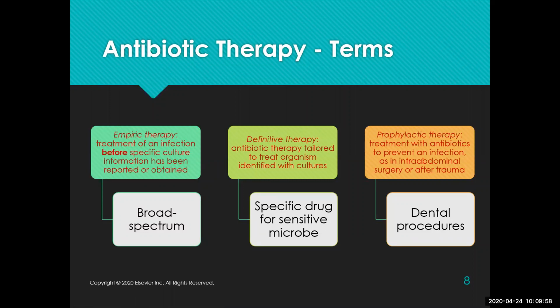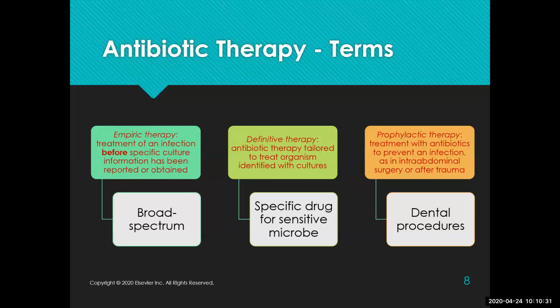Once we know what bacteria is causing the infection, once the microbiology lab is able to identify and isolate what's growing, which takes about 48 to 72 hours, we then can do definitive therapy. So maybe they were on a vancomycin broad spectrum drug, and now we know exactly what's causing their infection. And so now we're going to use a drug that's really specifically tailored towards that type of bacteria. So that's when we move to definitive therapy.